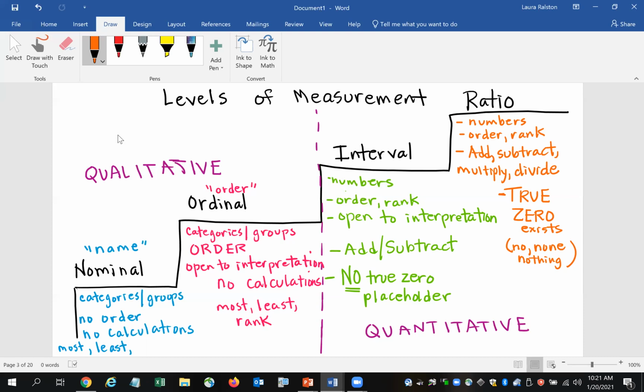If I've got numbers, so that I know that I have quantitative data, the first thing I'm going to ask myself is, what does 0 mean? It comes down to, does 0 mean you have none or nothing, or is it simply a placeholder? And that's how you distinguish between interval and ratio.